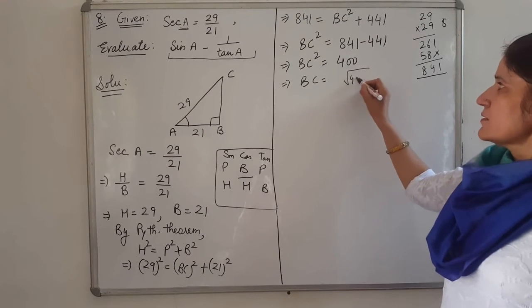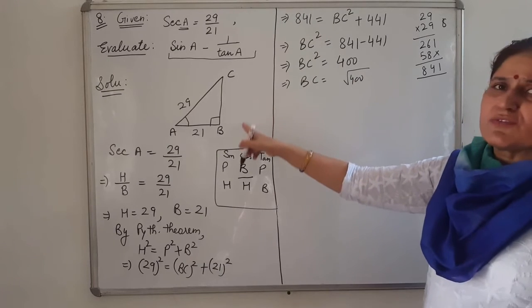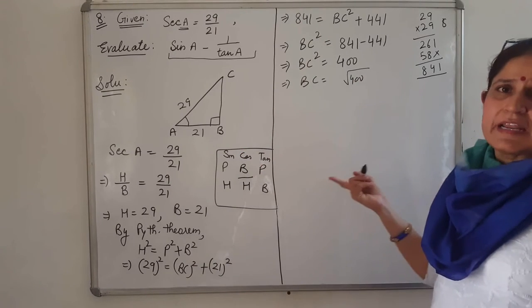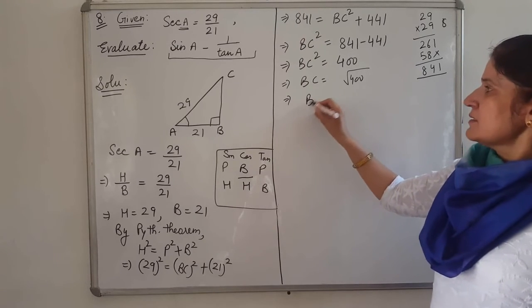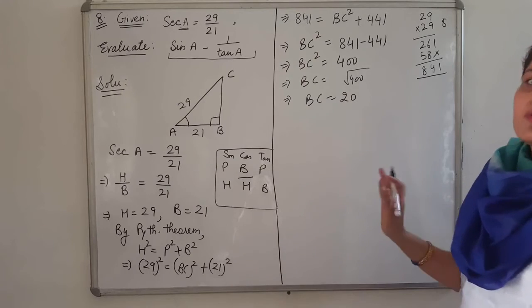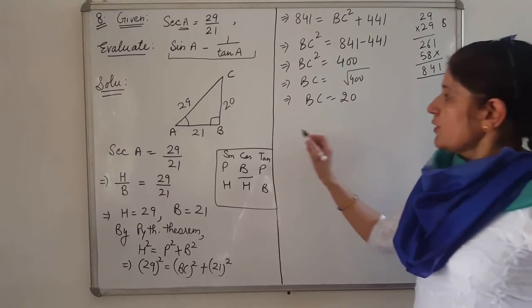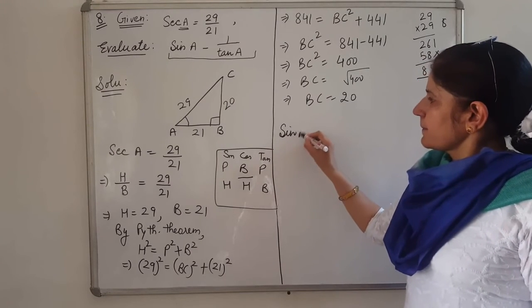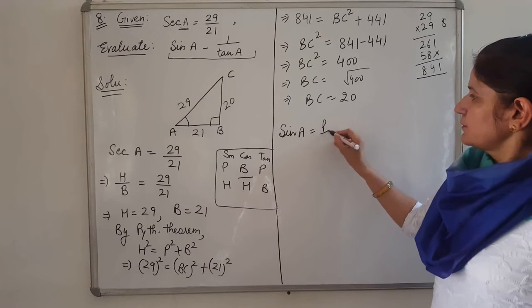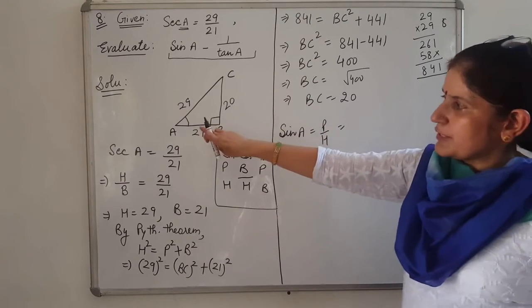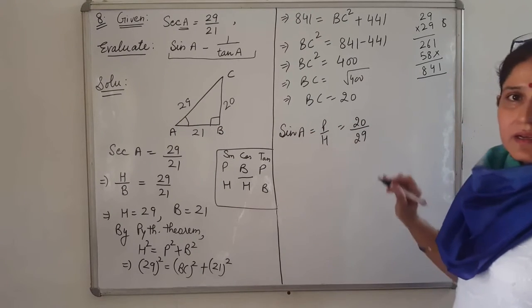And what will be BC? Square root of 400. Sometimes we take plus and minus, especially when algebra is there. But here, because of the triangle, the length of a triangle side will not take a minus sign. BC is 20. No centimeter, no unit, so this is 20. Now what do you have to find? Sin A. Sin A is P over H. What is the perpendicular according to the angle? 20, and hypotenuse is 29.